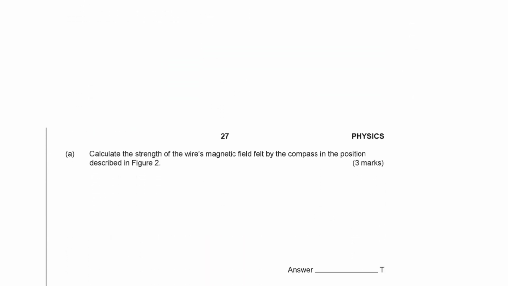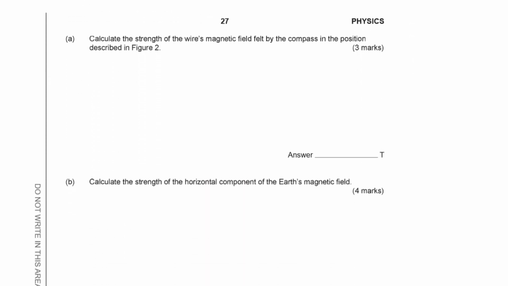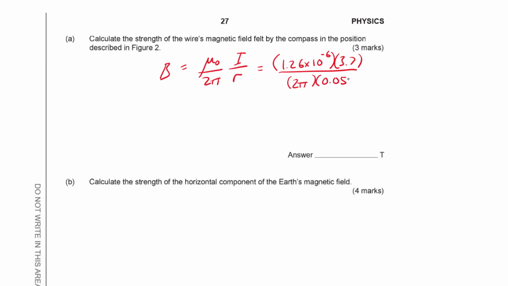Okay, so let's just get to it. Part A is asking to calculate the field strength of the wire's magnetic field. So that was probably the easiest of the questions. You just used the formula that's in the data booklet. You have your mu naught over 2 pi multiplied by the current over r. And you sub those in, 0.05. That's the distance between the conductor and the compass. And what you should get is 1.48 times 10 to the negative 5 Tesla.